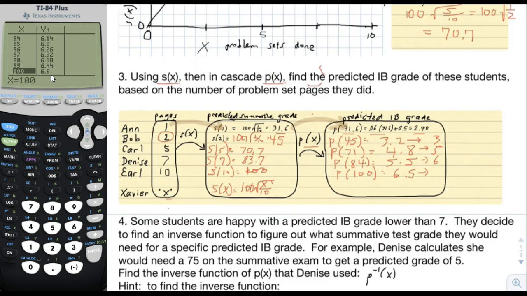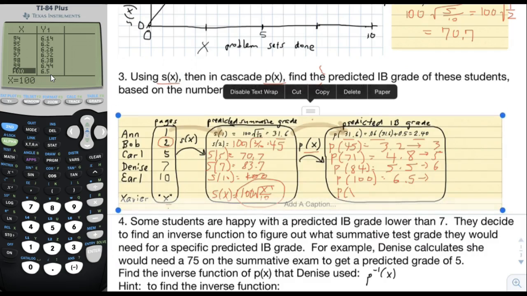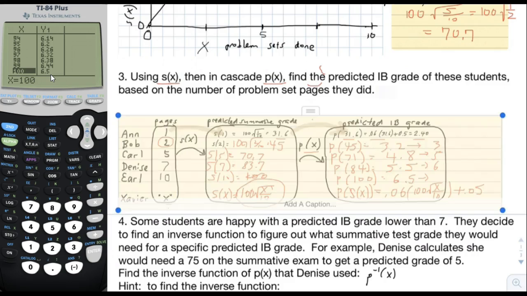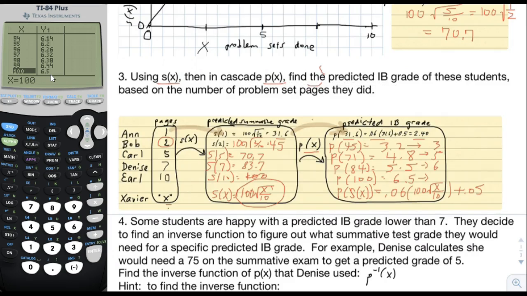And last of all, we're going to take our function here with just the x in it, and figure out what p of s of x is, because s of x is the output there. So then we're just going to say it's 0.06 times 100 times the square root of x divided by 10 plus 0.05. And we can't simplify it anymore because we don't know what x is. Okay?